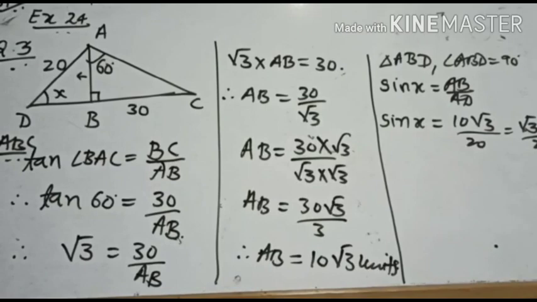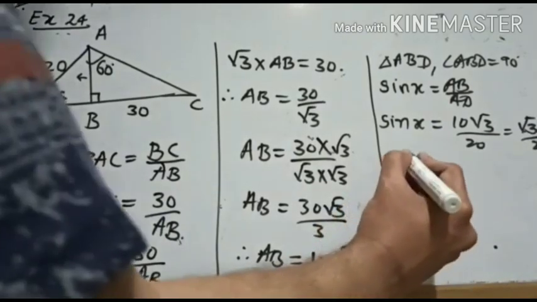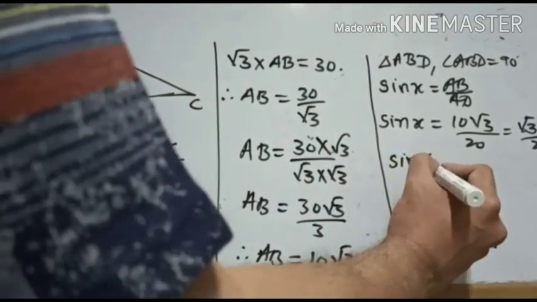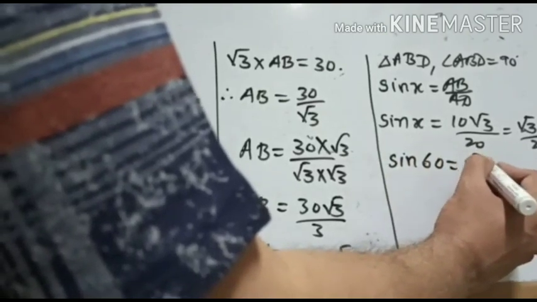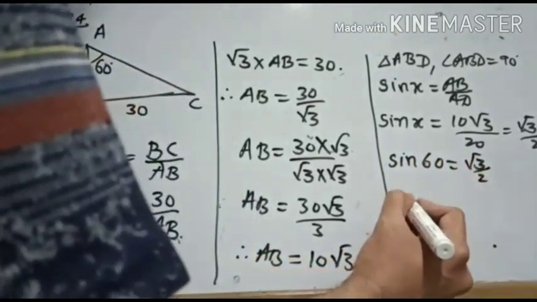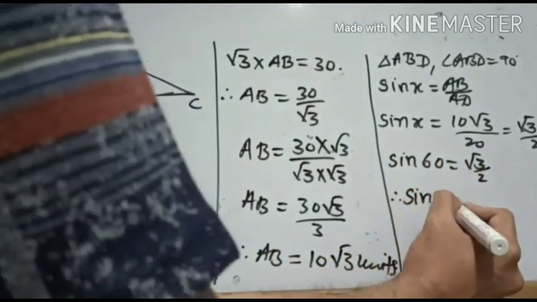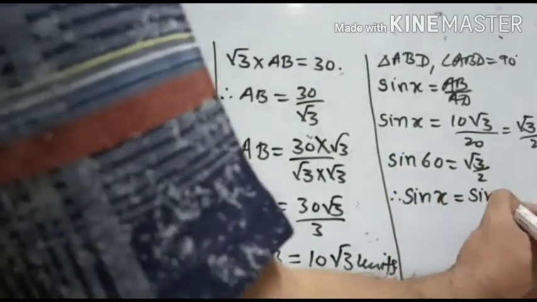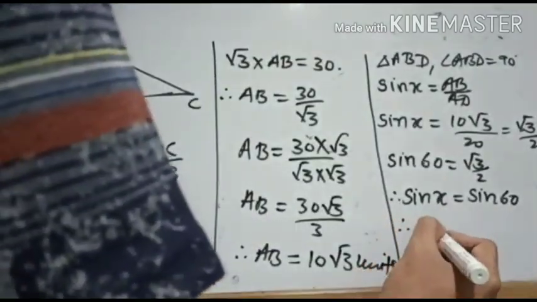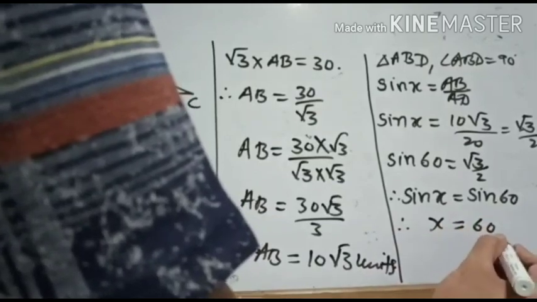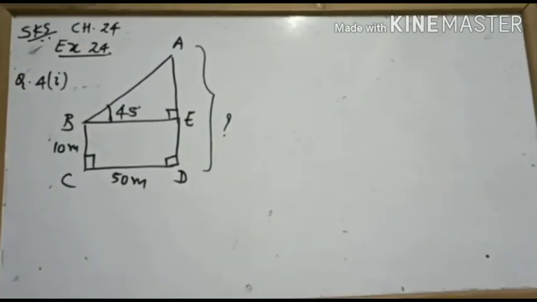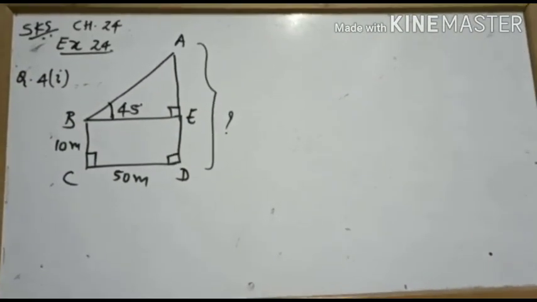And if you know the trigonometric values of standard angles, I know that sine of 60 degrees is equal to root 3 upon 2. Therefore sin x will be equal to sine 60. We are taking away the sine function, so the value of x will be equal to 60. This is your final answer. We are moving into question 4, sub question 1 of exercise 24.